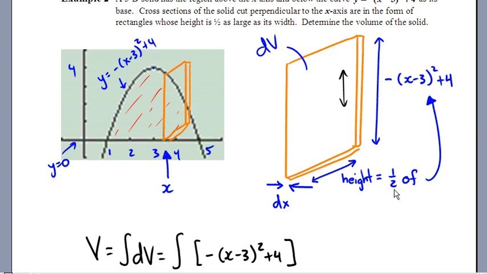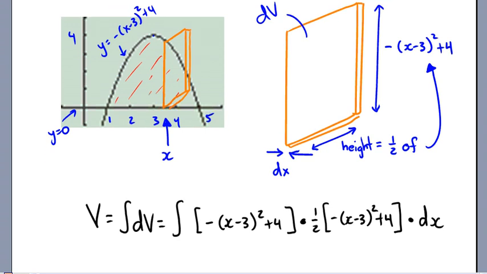Okay, so I've got that. Now I've got to put in there, how big is the thing this way? Well, same number, but only half as big. So I'll put in times 1/2 of, and I'll just repeat it. Not quite a volume yet, that's only an area. But if I multiply by how thick the little piece of cheese is, the dx, then I'm in business.